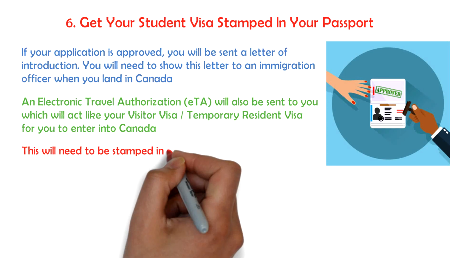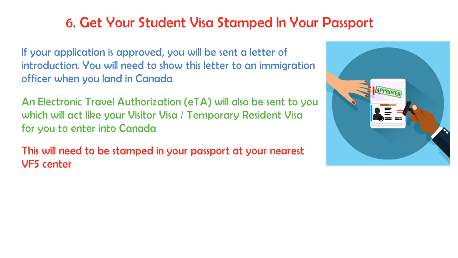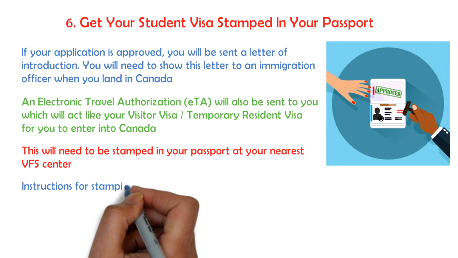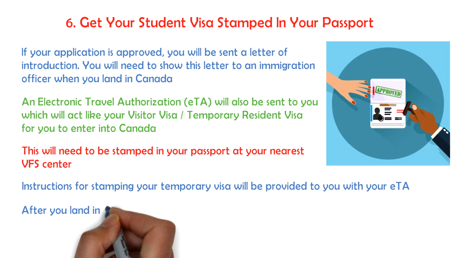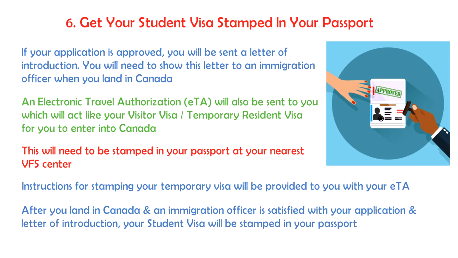This temporary visa will need to be stamped in your passport at your nearest VFS center. Instructions for stamping your temporary visa will be provided to you with your ETA. After you land in Canada and an immigration officer is satisfied with your application and letter of introduction, your student visa will be stamped in your passport.